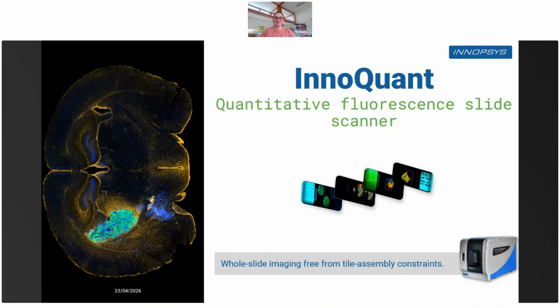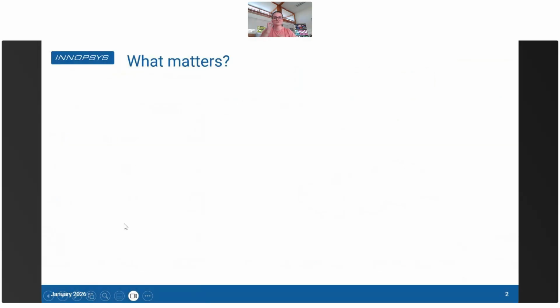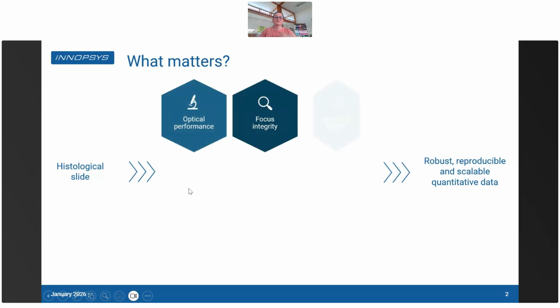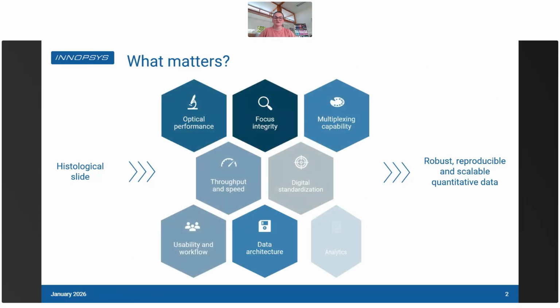So first, we can ask ourselves, what do you have at the moment? So what matters when you have histological slides? So of course, at the beginning of your workflow, you have slides with tissue, and in the end, you want to obtain robust, reproducible, and quantitative data from these tissues to further be analyzed. So a lot of different parameters matter during image acquisition to obtain this robust and reproducible data. And our slide scanner InnoQuant can really answer all of these parameters.